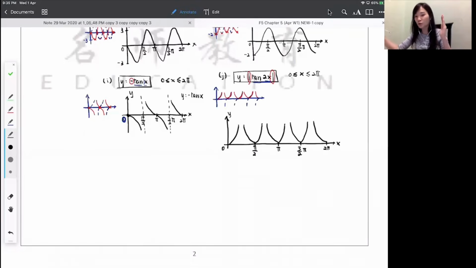So isn't it 0, 2 pi, the middle is pi, and pi over 2, and another one, 3 over 2 pi. Okay? So guys, isn't it?